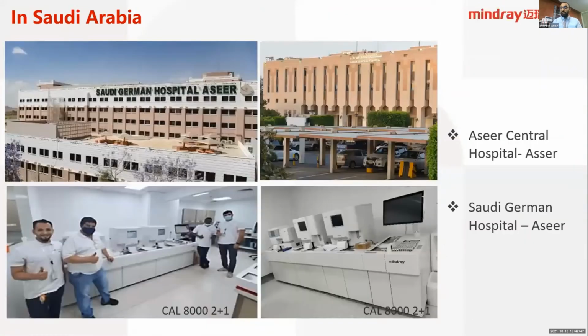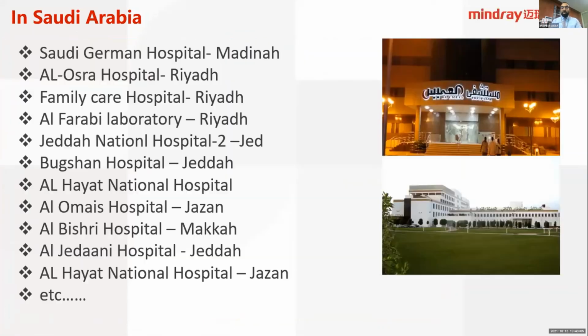Also in your region in KSA, we have an installation of Cal 8000 last year at Central Hospital, and also Saudi German Hospital in Asir installed this year with our partner in Saudi Arabia. So the customer is now very satisfied, and we look forward to other customers. And also here are some other reference sites in Saudi Arabia using our solution for BC 6000, 800, 200 and above. Here you can ask about hospitals like Family Care Hospital in Riyadh, Bagshan Hospital in Jeddah and so on.